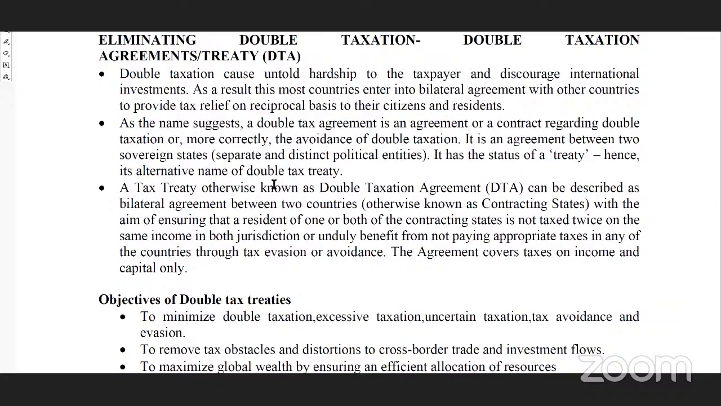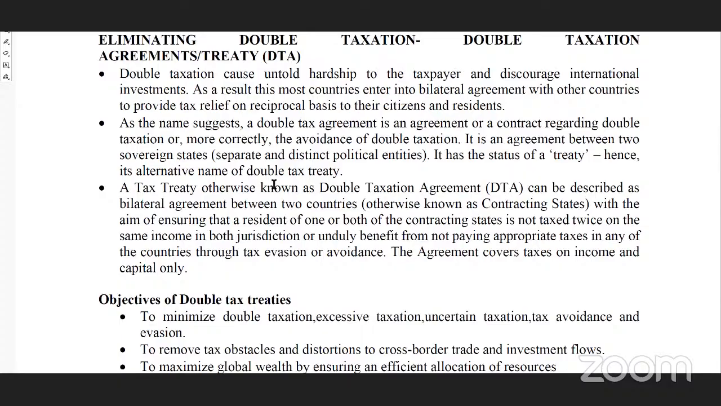So a tax treaty, otherwise known as a double tax agreement, can be described as a bilateral agreement between two countries who are known as contracting states, with the aim of ensuring that a resident of one or both of the contracting states is not taxed twice on the same income in both jurisdictions, or unduly benefit from not paying appropriate taxes in any of the countries through tax evasion or avoidance. The agreement covers taxes on income and capital only. Now, let me explain something here. DTAs have two main objectives. There are a lot of them, but two main objectives. One is to reduce or minimize double taxation, and two is to prevent fiscal evasion.